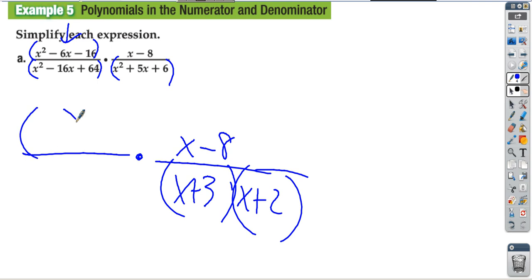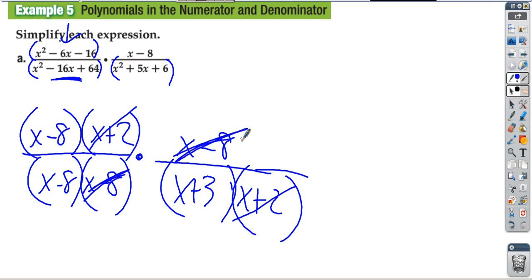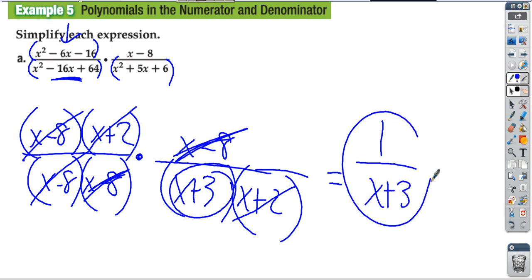So what numbers multiply to negative 16 and add to negative 6? That's going to be negative 8 and positive 2. And notice these cancel each other out. That's what we wanted. And then finally down here, what multiplies to 64 and adds to negative 16? That's negative 8 and negative 8. So that cancels with this, and this cancels with this. So our final answer is just going to be the whole top part is 1, because everything canceled, and the bottom part is x plus 3. So you can see how much simpler this is versus this mess that we started with.